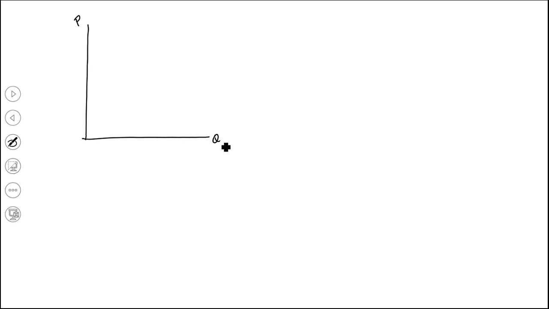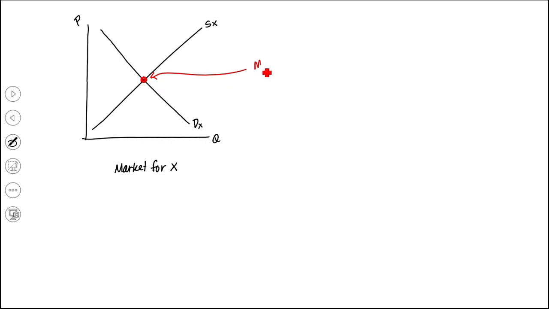So now we're going to put our downward sloping demand curve. Let's say we have demand for X. And let's add our upward sloping supply curve. Here's supply of X. And we're going to call this the market for X, whatever X is. Now the point that we're interested in is this equilibrium. This point where supply and demand intersect is what we call our market equilibrium. Market equilibrium is found at the point where supply and demand intersect.